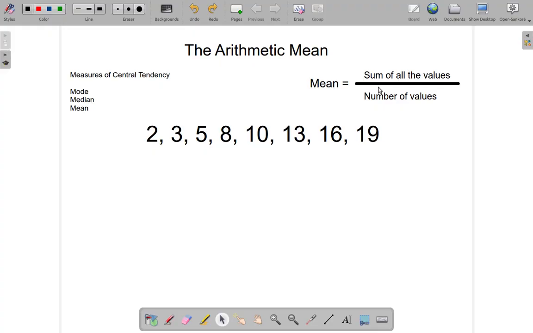Let's talk a little about the arithmetic mean. There's a formula for it. It is the sum of all the values divided by the number of values. Alright?